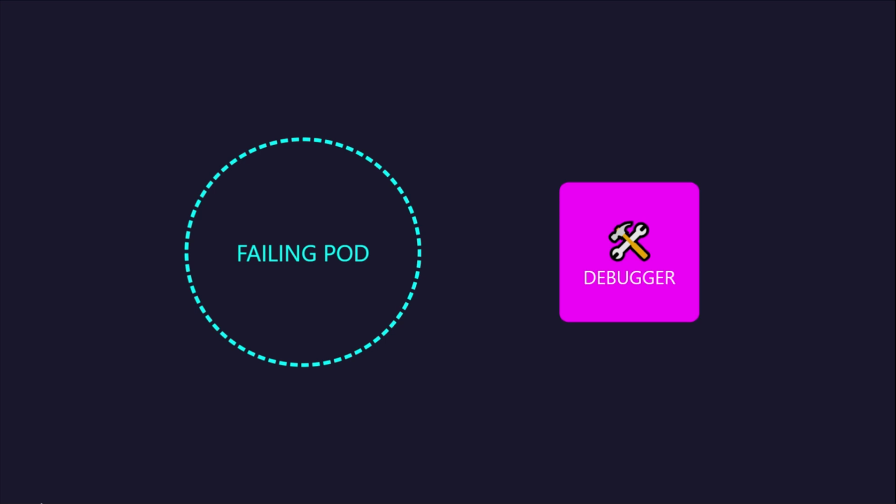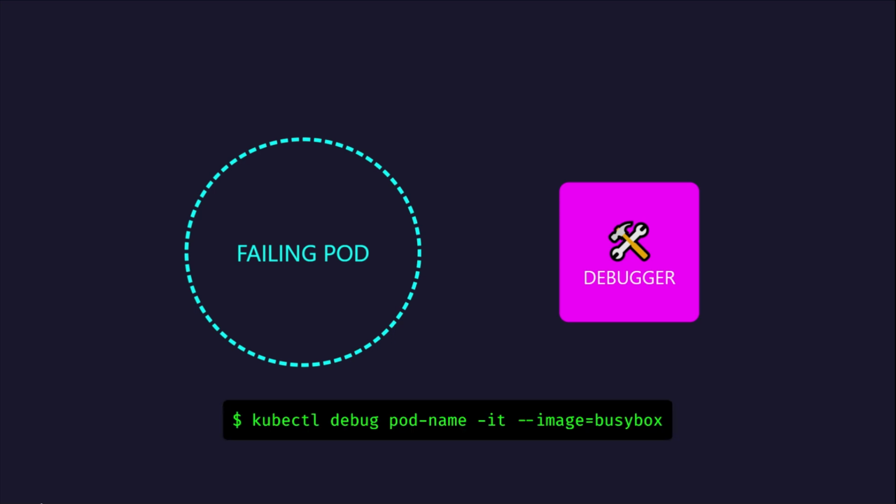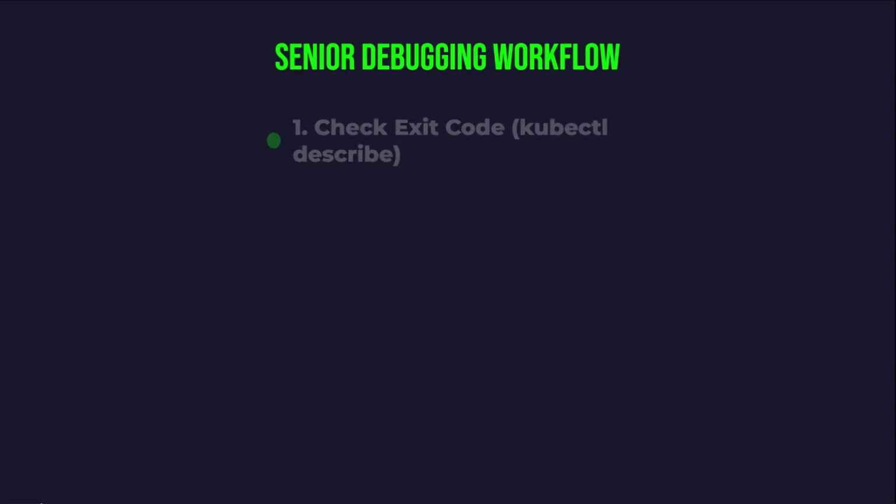Ephemeral containers allow you to attach a temporary container, often running a debugging image like BusyBox or a specialized toolset, to a running pod. Execute kubectl debug podname --image=debug-image --target=failing-container. This allows you to inspect the file system, check network connectivity, and run diagnostic tools within the pod's namespace without restarting the failing container. Use this technique to verify environment variables, check file permissions, and manually execute the container's Entrypoint command to replicate the failure condition interactively.